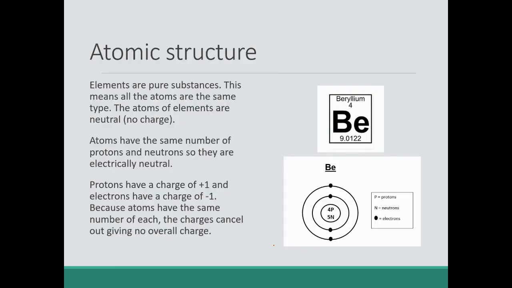So this is another example, beryllium. All the atoms of beryllium are the same. They all have 4 protons and 4 electrons. So that electron configuration is going to be 2 and then 2. So beryllium has 2 valence electrons. It's quite a small atom.